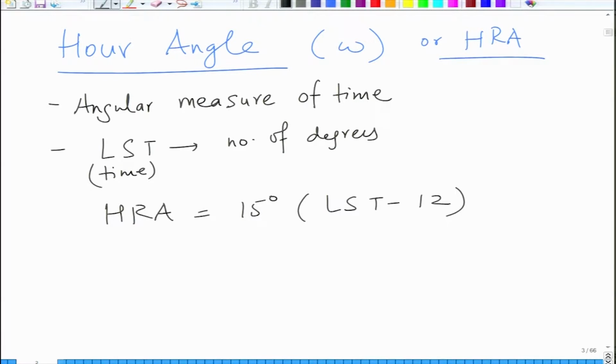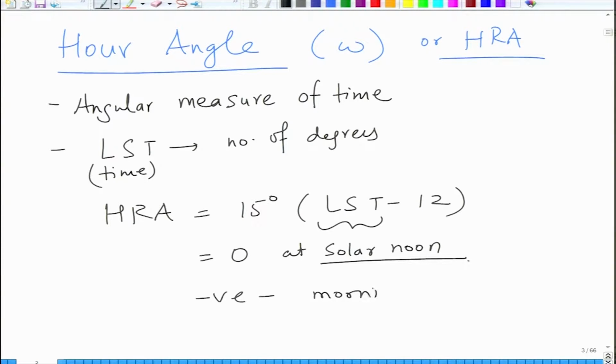Of course, when you have solar noon, then LST is equal to 12, which means this is 0 degrees at solar noon. So, you can see that it is negative in the morning and positive in the afternoon.